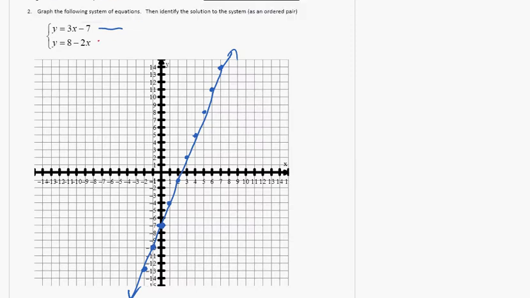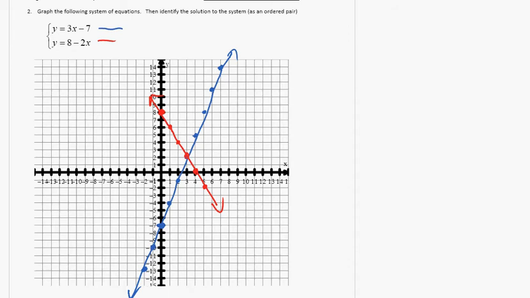Next up I'll graph the second line in red. This one is y equals 8 minus 2x, so it has a y-intercept of 8 and a slope of negative 2. So that'll be down 2 over 1, down 2 over 1, down 2 over 1. You'll notice the two lines intersect at that point. Since I really only care where these intersect, I don't see any reason to draw the red line any further than that.